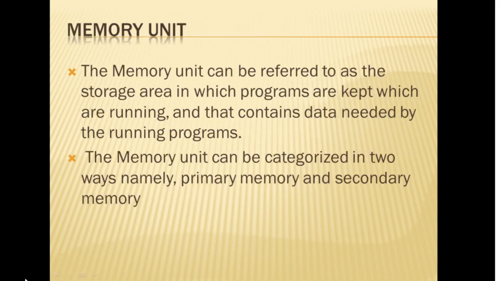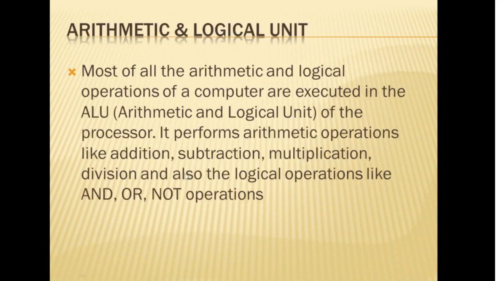What is the memory unit in the CPU? The memory unit is used to store data or information, so it is used as the storage area of the computer. The memory unit is classified into two: primary memory and secondary memory. There is a further classification within primary and secondary memory. These memory-related topics we will study in detail in our fifth unit.